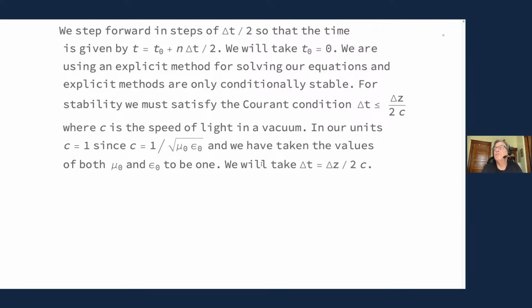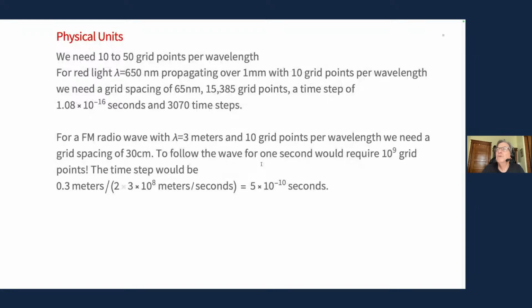So I'll step forward in steps of delta t over 2. I'll pick t naught to be 0, so time is n delta t over 2. We're going to use an explicit method for solving the equations, and explicit methods are only conditionally stable. So we have to be careful that we satisfy the Courant condition and take our time steps less than or equal to delta z over 2c. In the units I'm working in, c is 1 because I've taken both mu naught and epsilon naught to be 1 in a vacuum. Okay. So delta t will be delta z over 2.